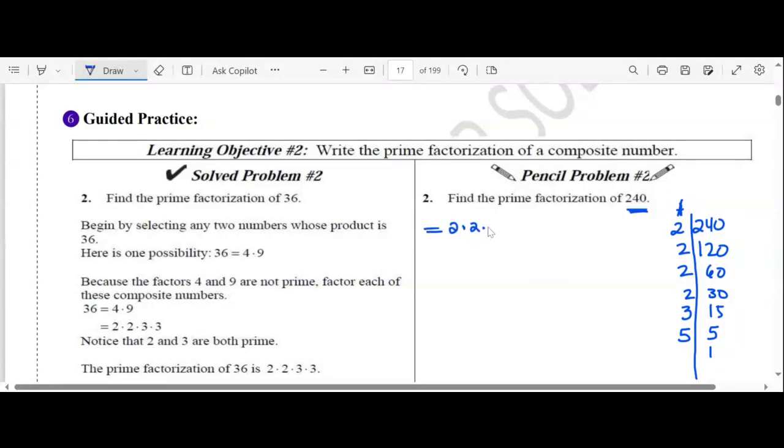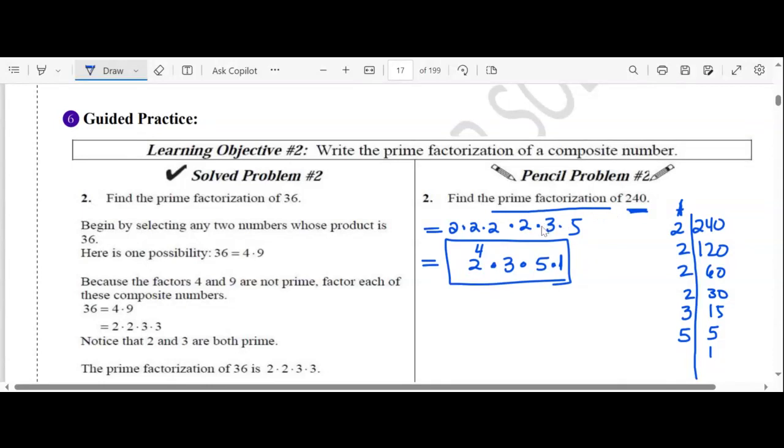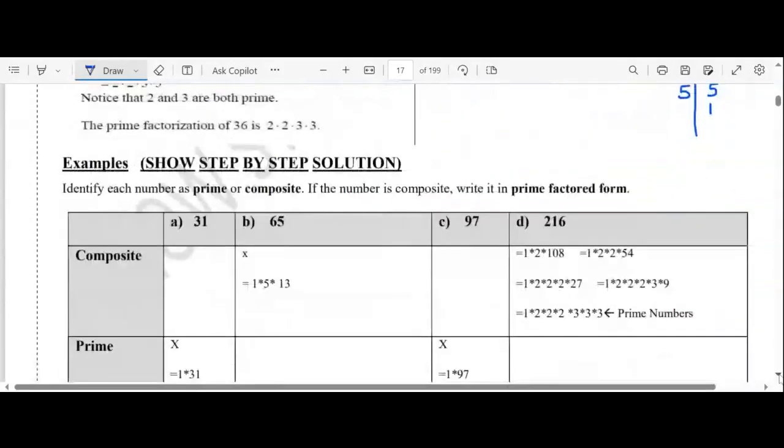2 times 2 times 2 times 2 times 3 times 5, which is 2 to the power of what? 4 times what? Times 3 times 5. So that's your prime factorization. I can add here 1 if you want. Okay? That's called a prime factorization. If you understand, raise your hand. Okay? So we are done with this.